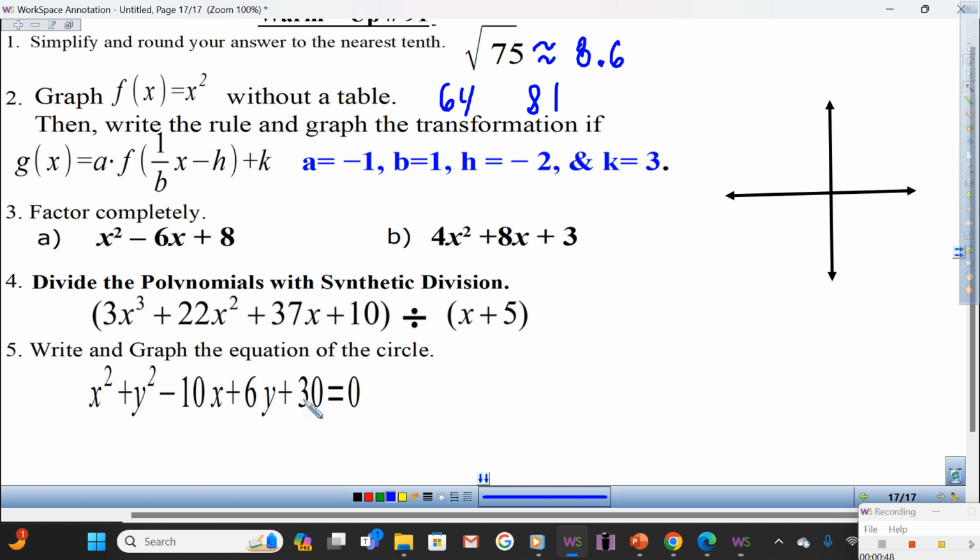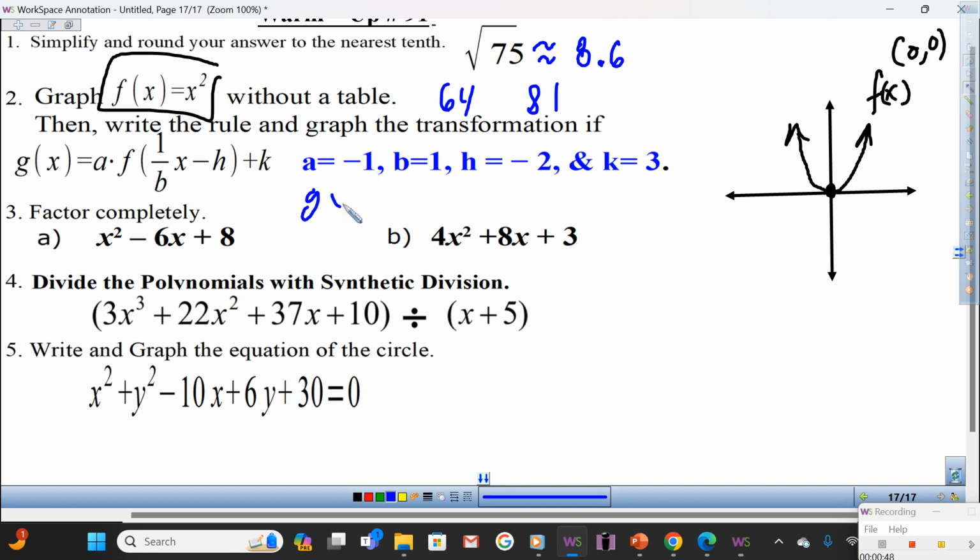Number 2. Let me graph f of x equals x squared. There it is. F of x. Its vertex is at 0, 0. So, our new transform function should read g of x equals negative f of x plus 2 squared plus 3. Hands if you got something like that.